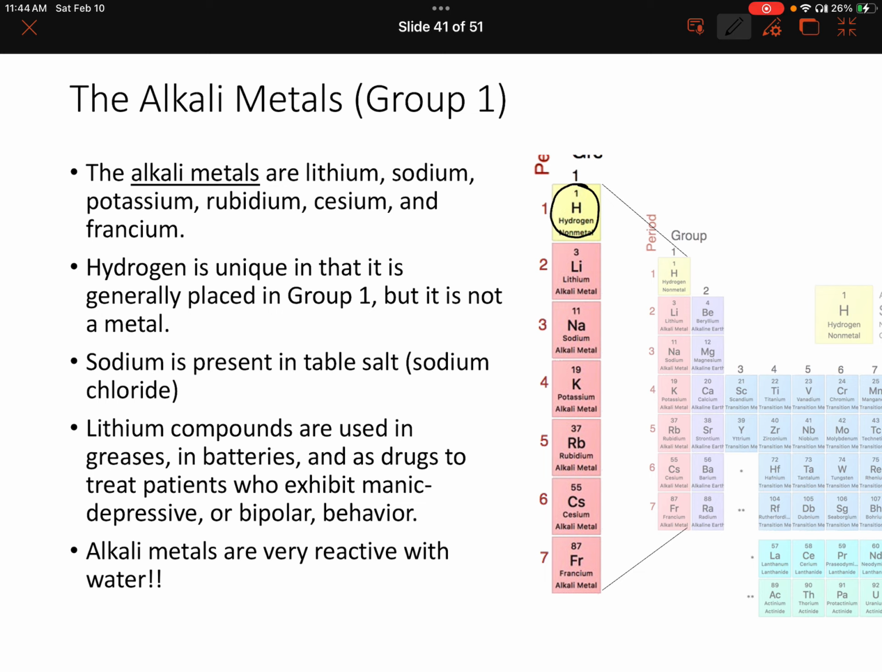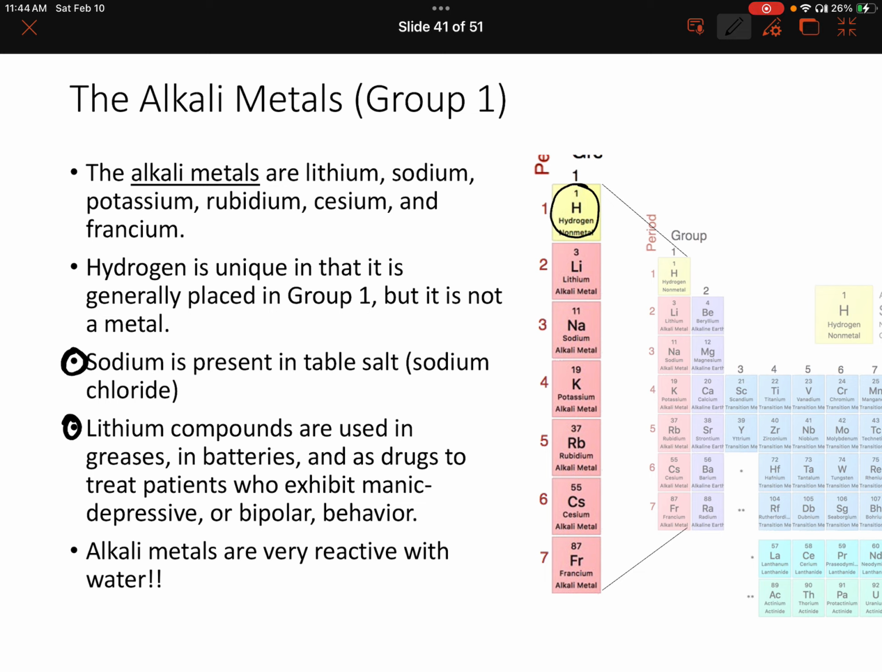Now, sodium is a pretty common element. It's present in table salt, which is also called sodium chloride. Lithium is also pretty common. It's found in batteries, so lithium batteries, right? And it's also used as a pharmaceutical drug.